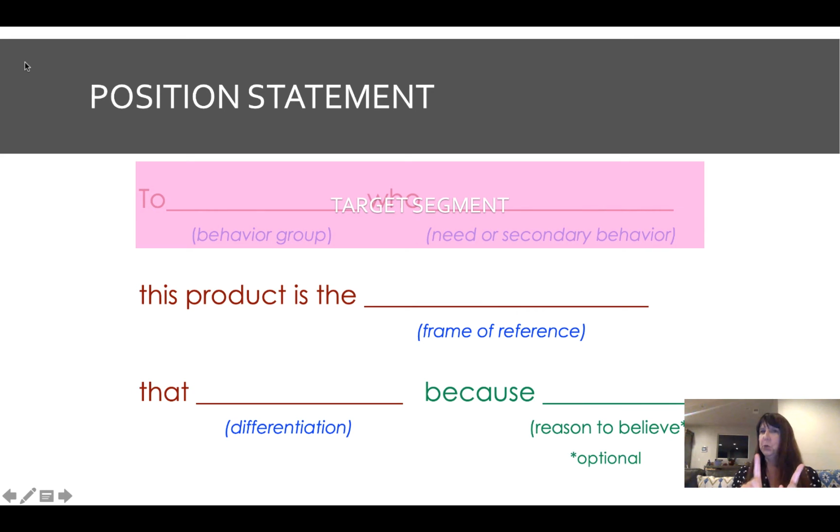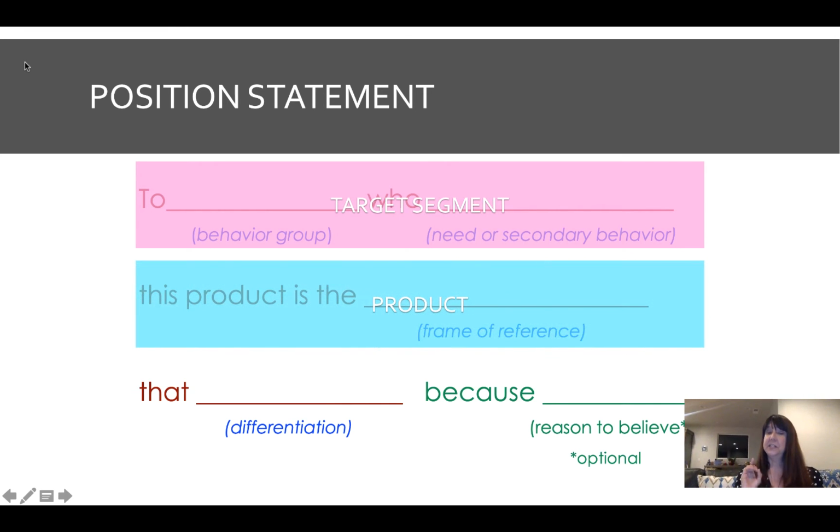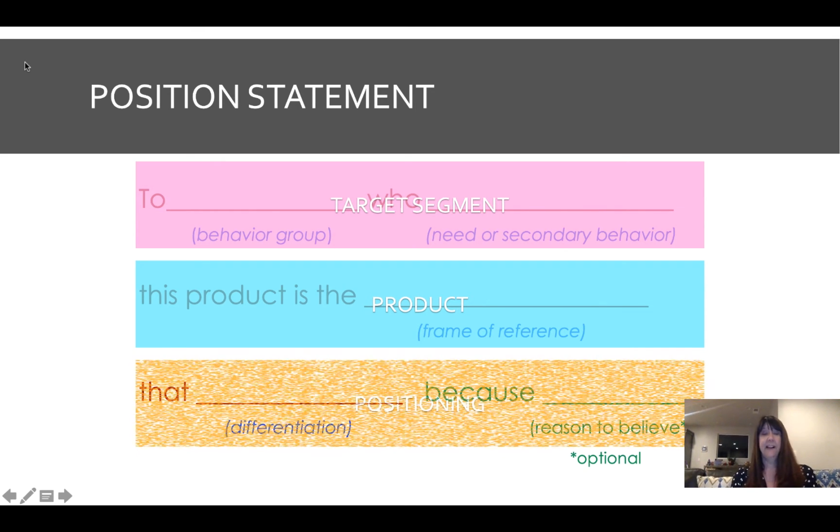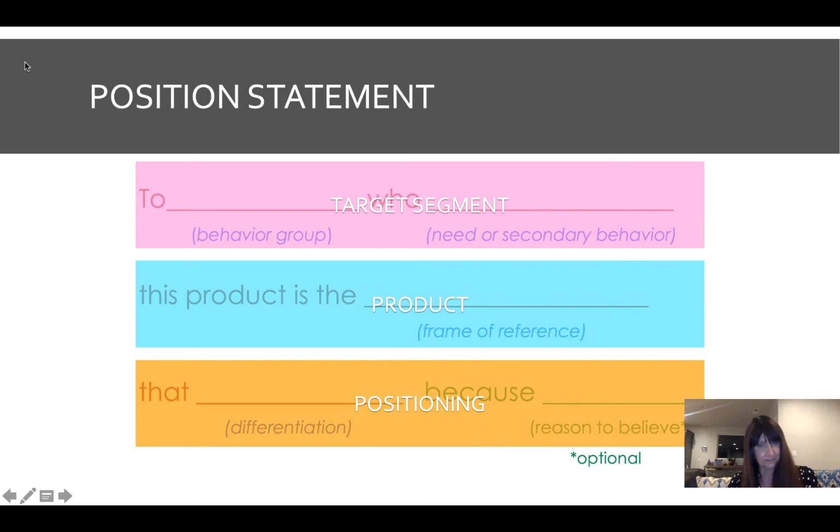The first component is who you are talking to. Who is that target segment? Because you may have several groups of people that you think would be interested in purchasing your products or loving your brand. However, you want to prioritize. So I want you to pick one target segment, and then you're going to tell us what that product is in terms of their using it. And then finally, how are you different from everybody else? And then that is your value proposition.